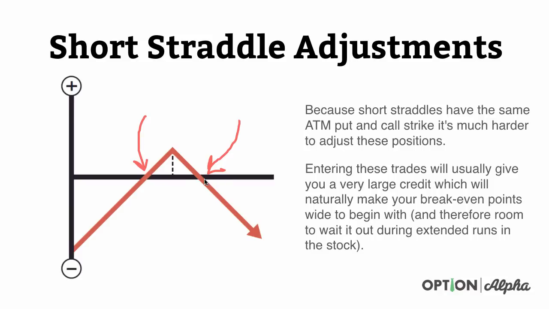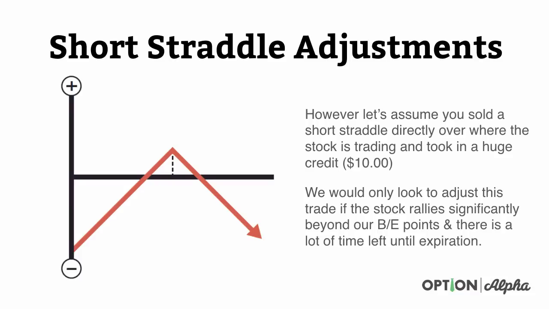That means your break-even points are going to be much wider to begin with, and therefore there's room to wait it out a little bit more during extended stock runs. So you're not going to be as jumpy to adjust a short straddle, and hopefully you've entered it when implied volatility is really, really high, which is when you should enter these and be a little bit more aggressive. Now, however, let's assume that you sold a straddle directly where the stock is trading and it took in a huge, let's say, $10 credit. What you would look to do is adjust this trade if the stock rallies significantly beyond our break-even points, and there's a lot of time left until expiration.